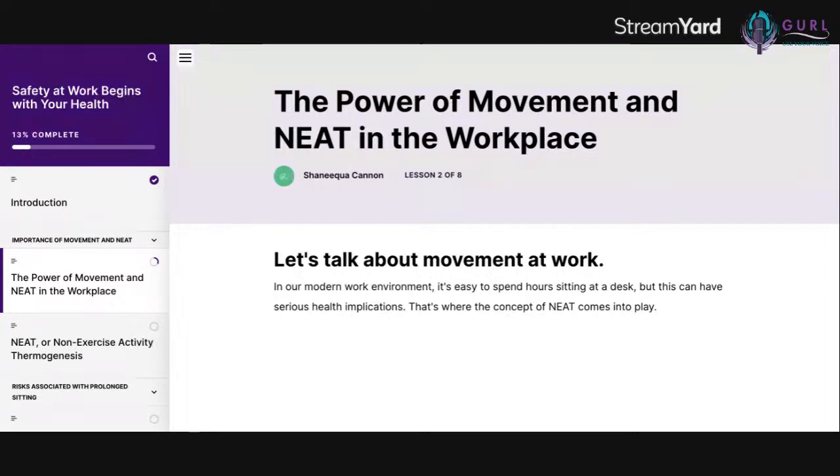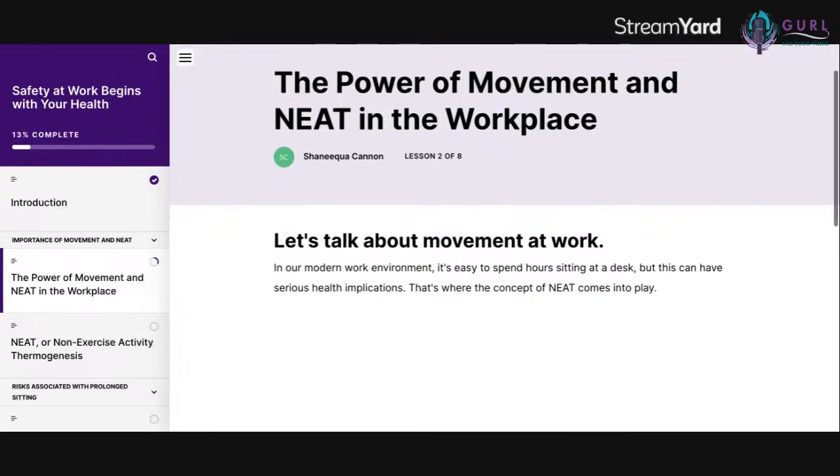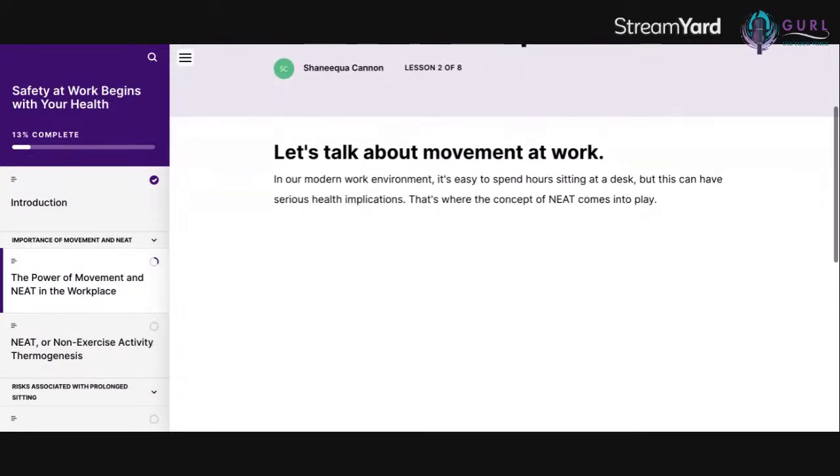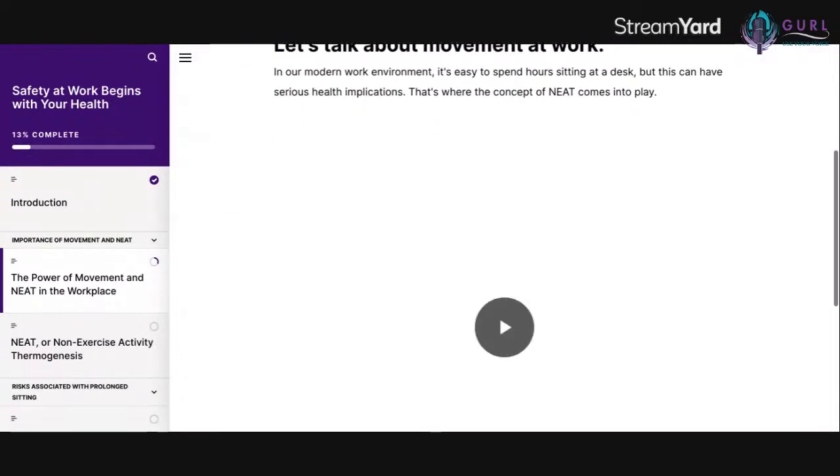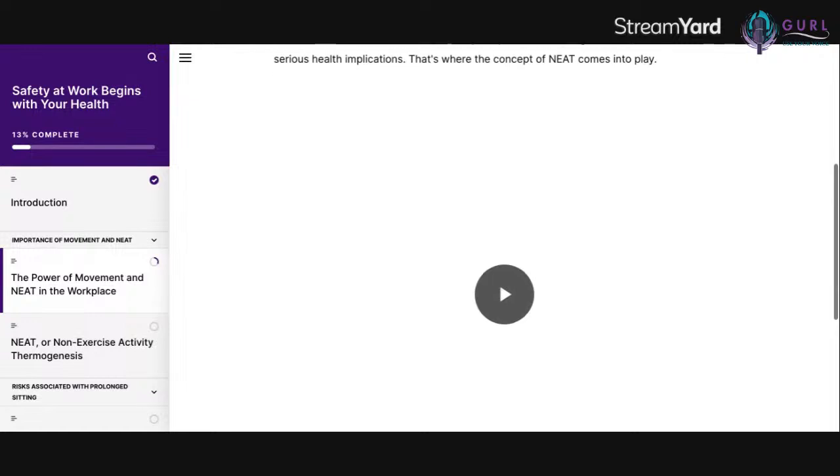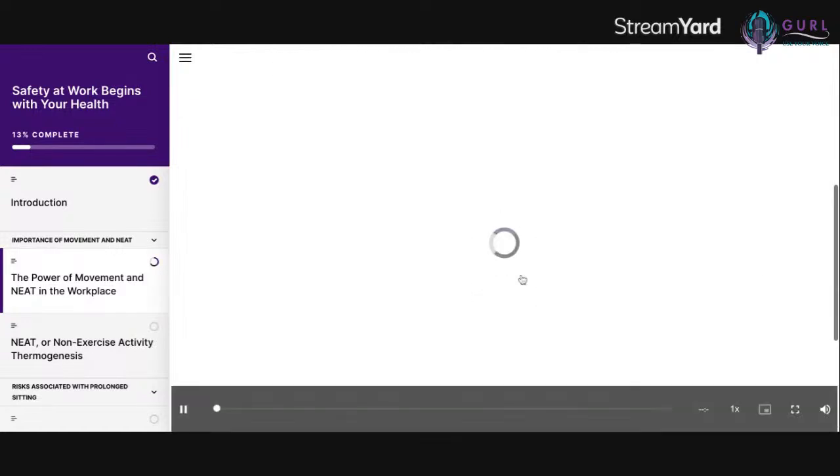But let's keep going. So the power of movement and NEAT in the workplace. Let's talk about movement at work. In our modern work environment, it is easy to spend hours sitting at a desk, but this can have serious health implications. And that's where the concept of NEAT comes into play.